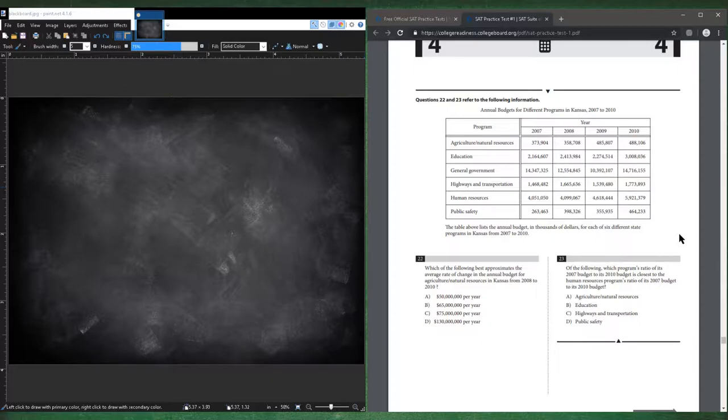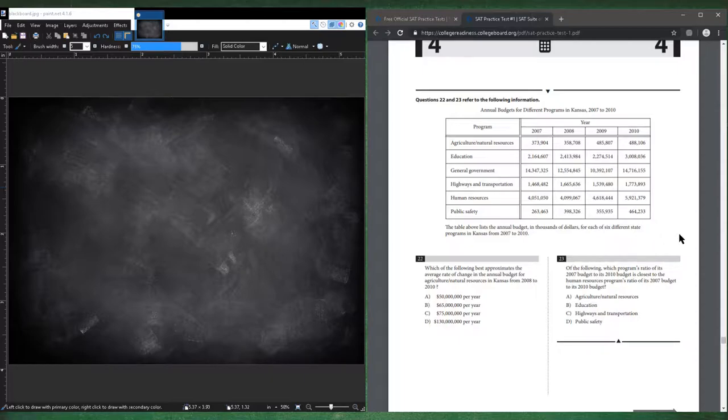4,051,050 divided by 5,921,379, which is about 0.68. So we'll go from answers A to D. Agriculture and production, which is 373,904 divided by 488,106 is 77%. Now education is 2,164,607 divided by 3,008,036, which is 71. So that's our closest one because the previous one was 77.